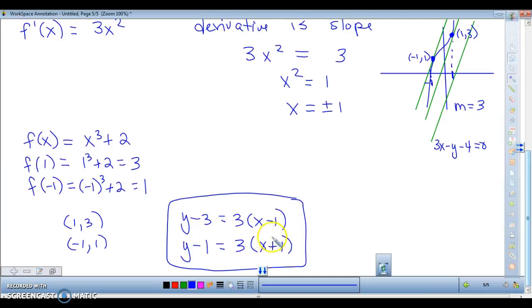And you can leave it in point slope form. The only time that you don't have to leave it in point slope form is if it's multiple choice and your choices are not in this form, then you can just multiply it out. Okay?